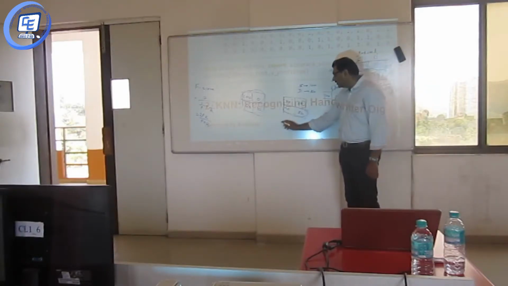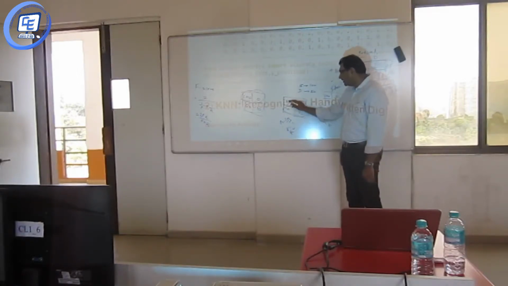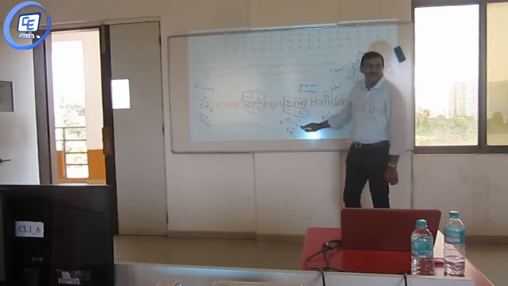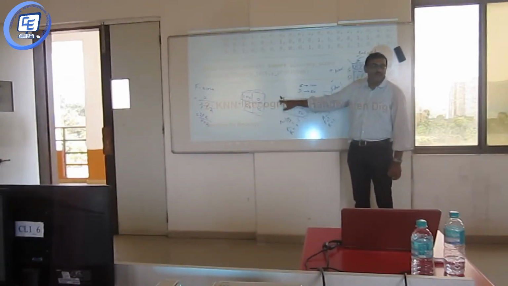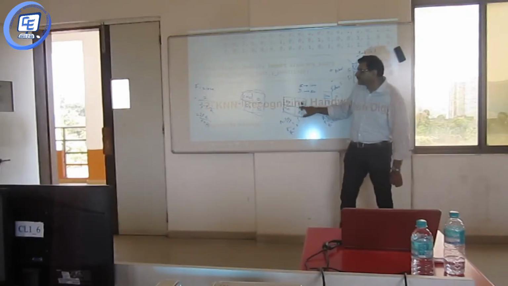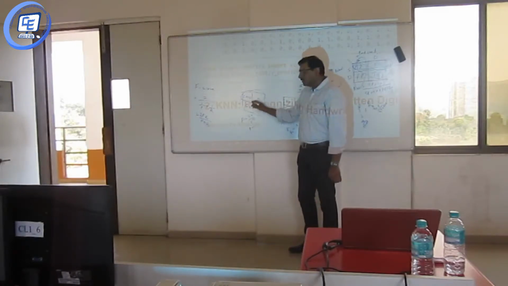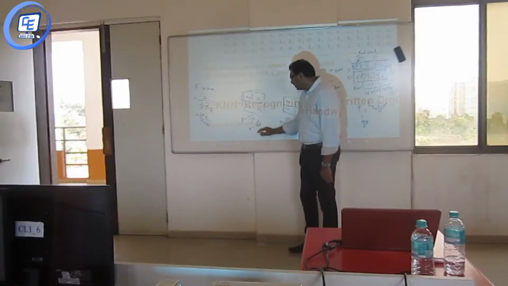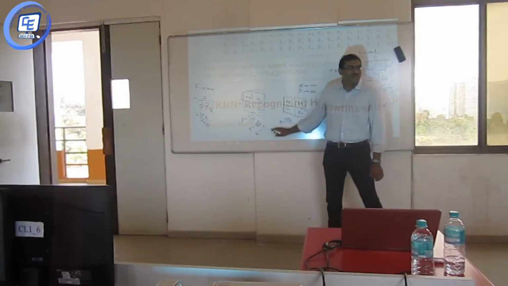Let us consider this. What is the accuracy here? 100 upon 150. What is the precision here? 1. What is the recall here? 0.5, 50 upon 100. See, it is precise, but it is not able to recall properly. What is the accuracy here? 110 upon 150. What is the precision here? 100 upon 140. What is the recall here? 1. Recall is good, but it is not precise.